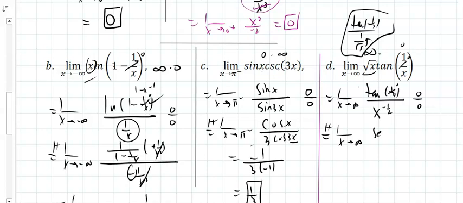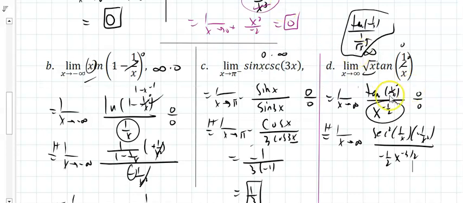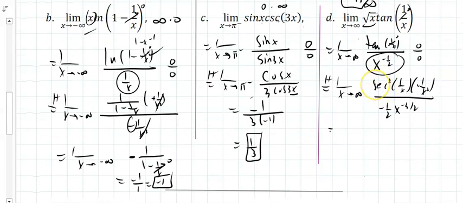Derivative of tangent is secant squared of 1 over x times -1 over x squared. Derivative of this is -1/2 x to the -3/2. Now, this is going to be the limit as x approaches infinity of, let me see. That's going to be the secant squared of 1 over x divided by x squared positive.